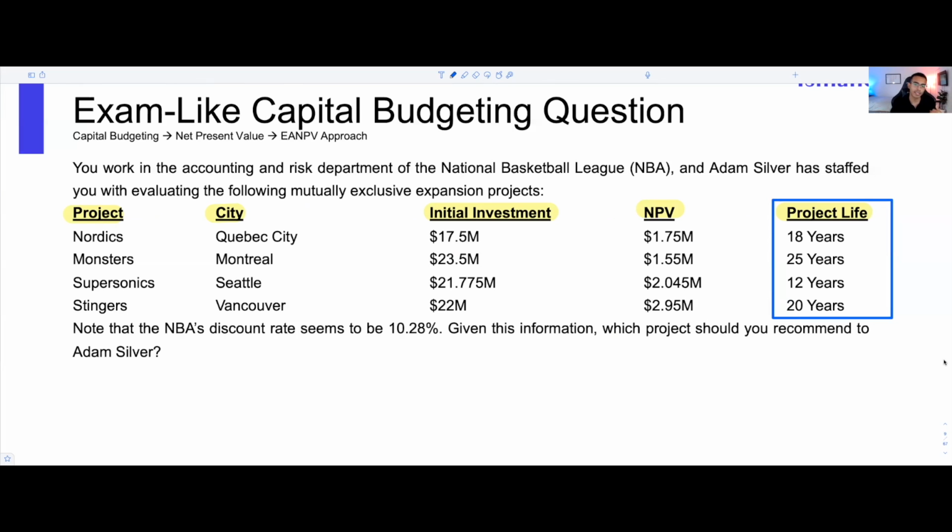All right, and in the second portion of this question, they let you know that, hey, our discount rate is going to be 10.28%. And we want to know, as you can see, which project, and I'll highlight it in red, following my little tradition here, we're going to highlight our mission. In this case, our mission is to figure out which project you should recommend to Adam Silver. So knowing all this, we need to start with the first step.